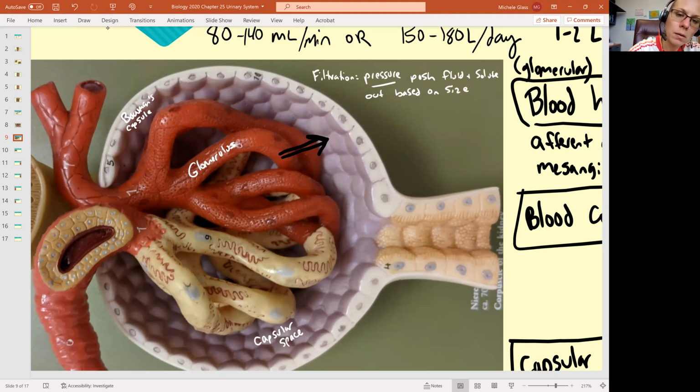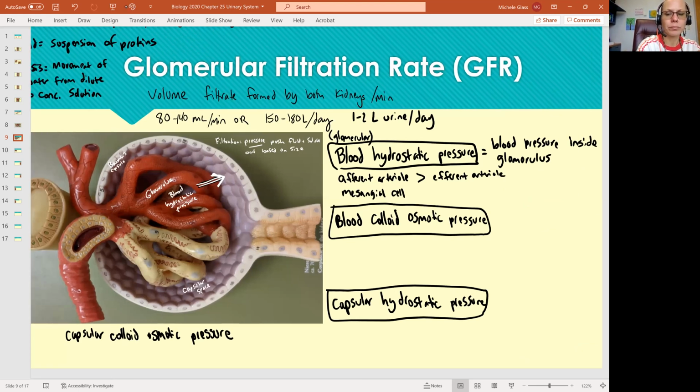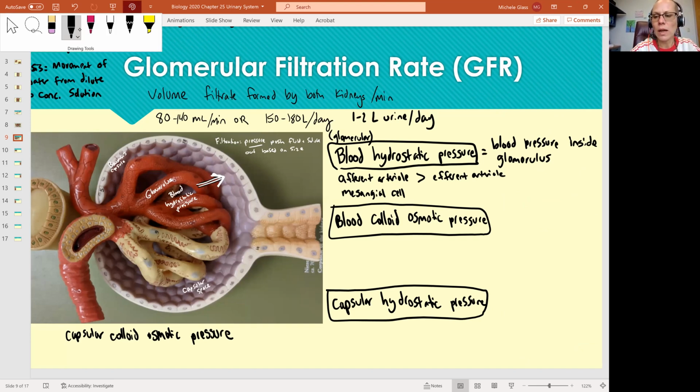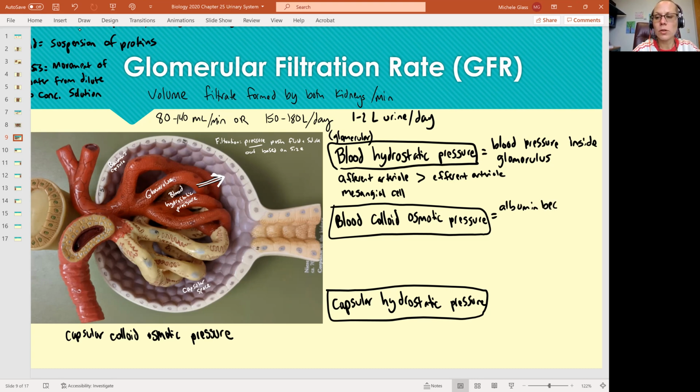So we can say blood hydrostatic pressure, or instead of blood, we can say glomerular hydrostatic pressure, is really going to be the force to push material out. When we talk about the blood colloid osmotic pressure, what we're going to see here is that you're going to have plasma proteins such as albumin becomes concentrated.